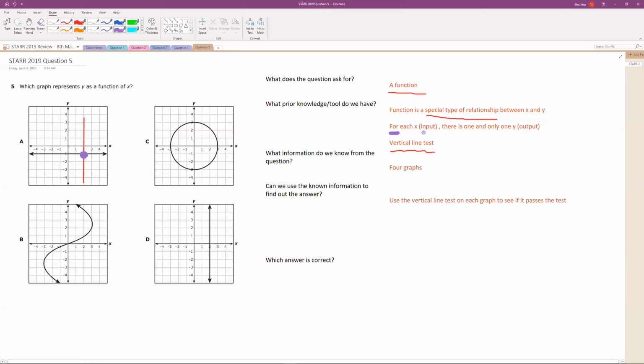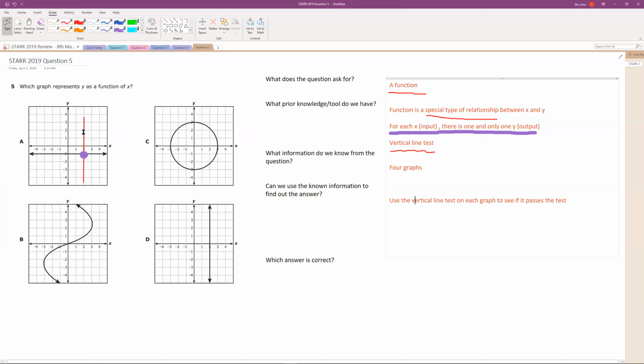So that meets our criteria. For the same x, there should be just one y. So for the same x, as on this vertical line, there should always be just one intersection, or just one y. That's how the vertical line test works, and that's what we learned in class. Now that we have 4 graphs, to find the answer, we just need to use a vertical line test on each graph to see if it passes the test.